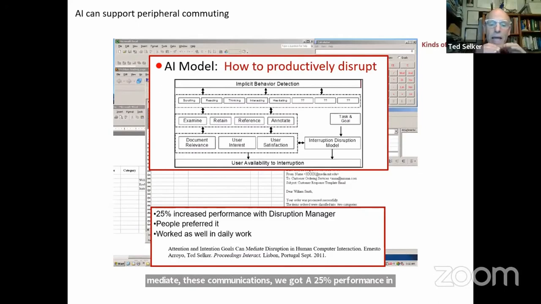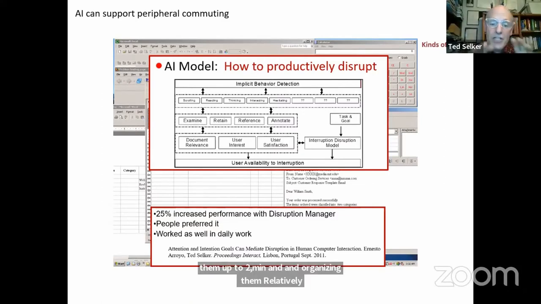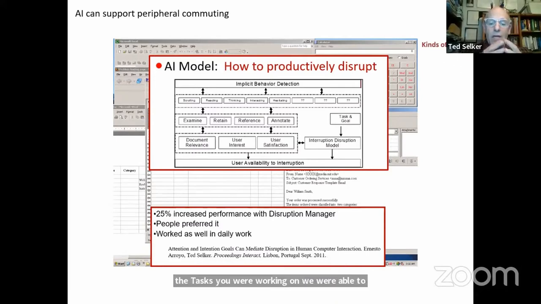Let me explain what I mean. So what happened is we had a model of disruption. If a message comes in and it's about the thing you're doing right now, it comes right through. If you're busy typing or talking to somebody, it might be delayed. If it is similar to another message that's being delayed, it might be grouped with that. If it is higher priority than one that's being waited on, it might go forward. So just by automatically delaying them up to 2 minutes and organizing them relative to the tasks you were working on, we were able to make an AI system that could increase your performance. That means you took a lot more orders. Or if we said, don't worry about taking a lot of orders, just make your orders perfect and never make a mistake, it reduced the amount of errors people made by about that much too.